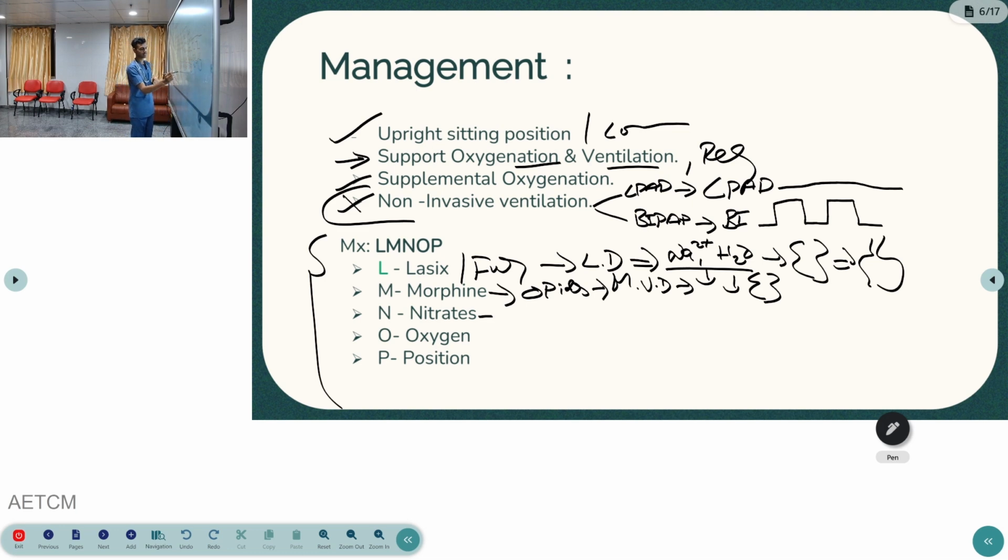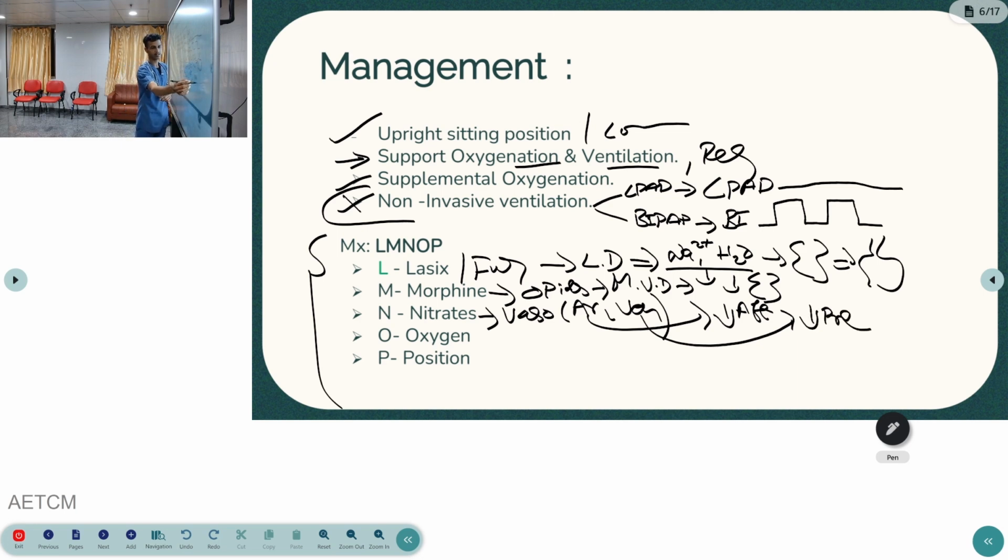N means nitrates. With nitrates we have sublingual nitrates, and we have nitroglycerin. Those are some of the drugs we have. The main action of nitrates is that it is a vasodilator, an arterial and then venous dilator. It will dilate both sides. If it dilates the artery, that will reduce the afterload of the heart. At the same time, if it dilates the venous side, that will reduce the preload of the heart. So again it will reduce the workload of the heart.